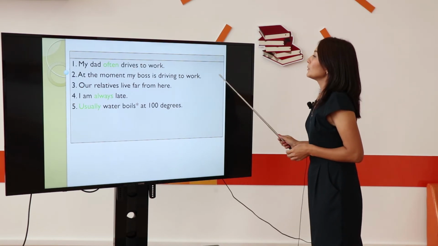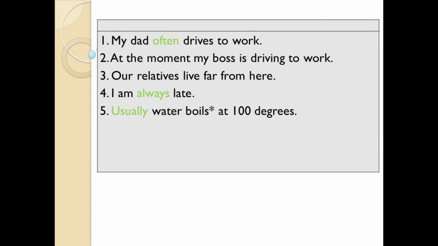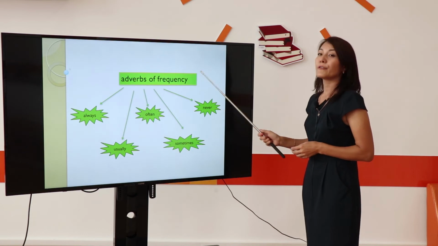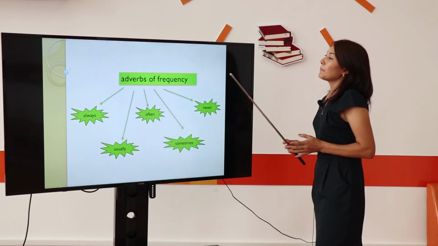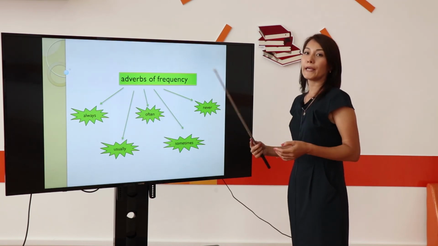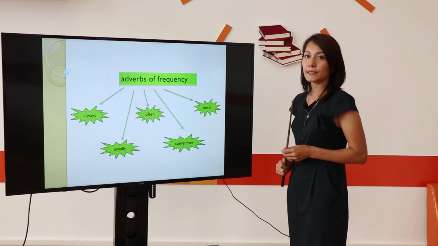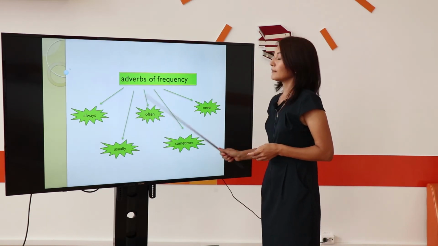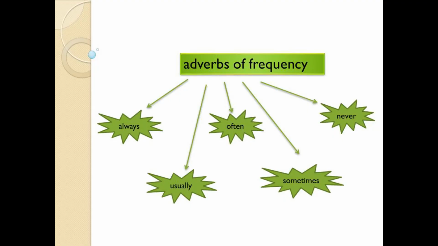Okay? Good. Now please pay attention. There are such words in green: often, always, usually. What are they? Now we'll look through it. These are adverbs of frequency. To tell how often we do any actions, we use adverbs of frequency. Let's repeat with me: always, usually, often, sometimes, never.